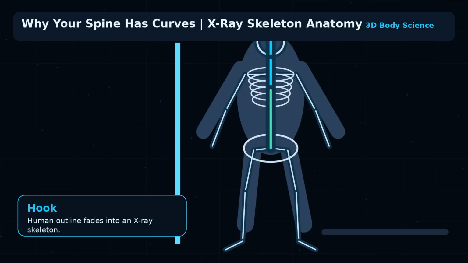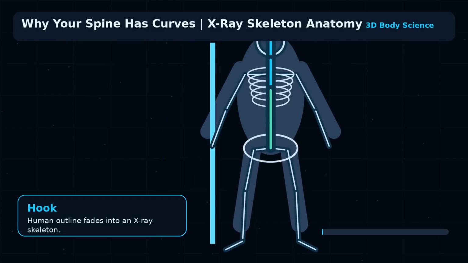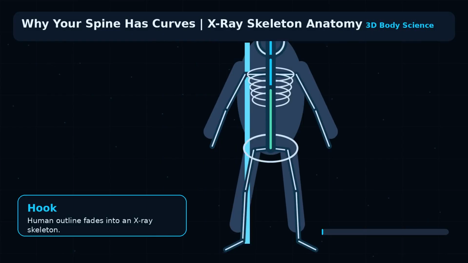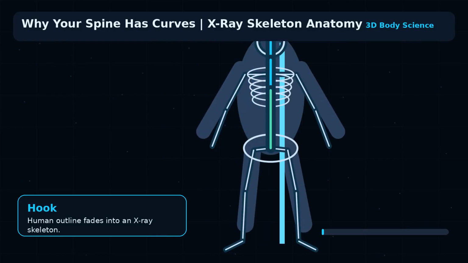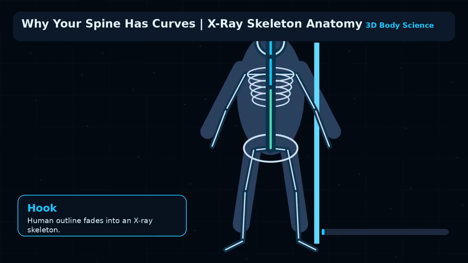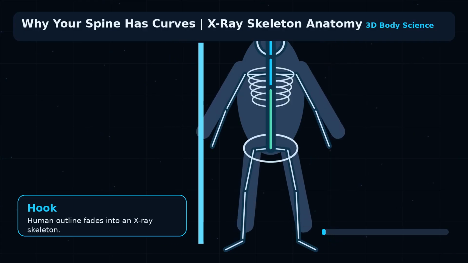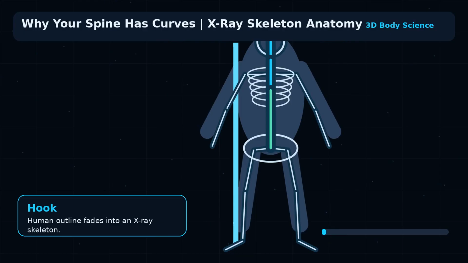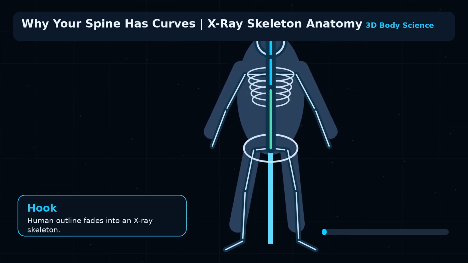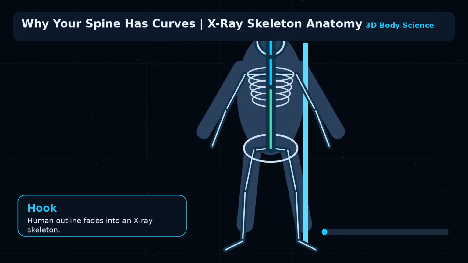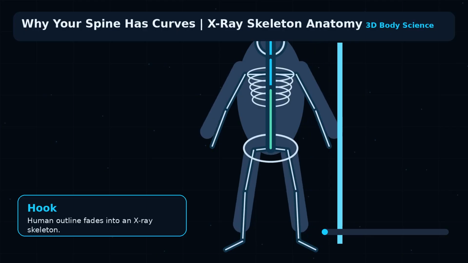If you could press an X-ray button and watch your skeleton move in real time, why your spine has curves would look less like a simple body position and more like a coordinated engineering system. In this video, we are going to look through the outer body and follow the bones underneath, because the skeleton often explains the movement better than the surface does.